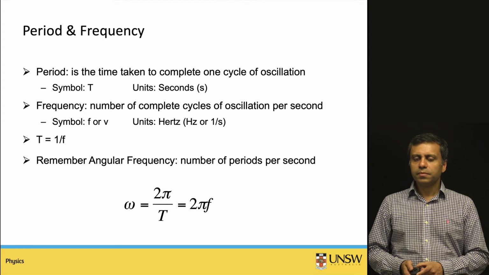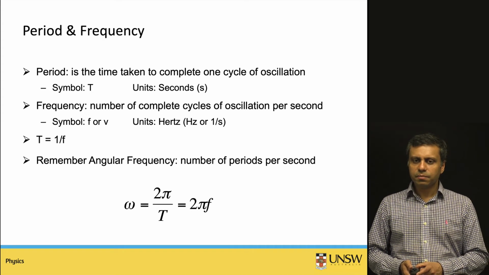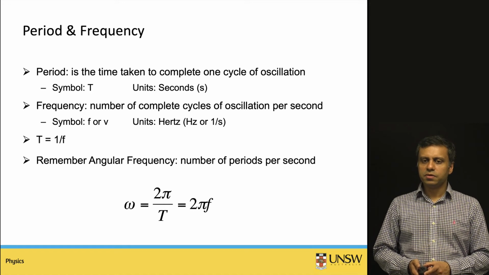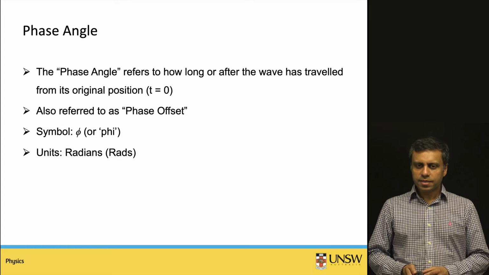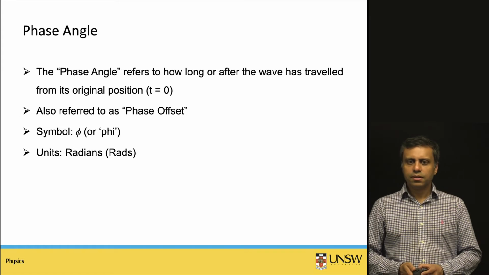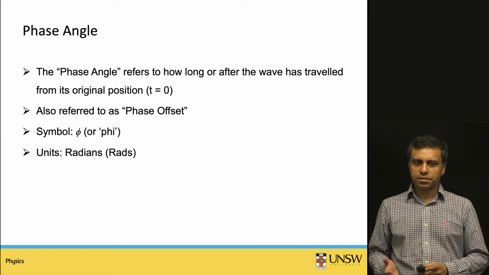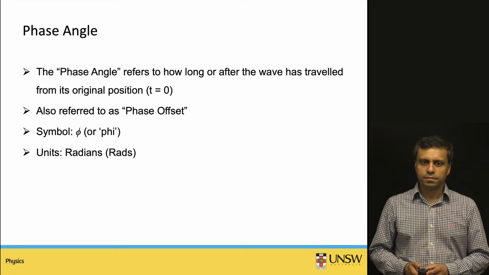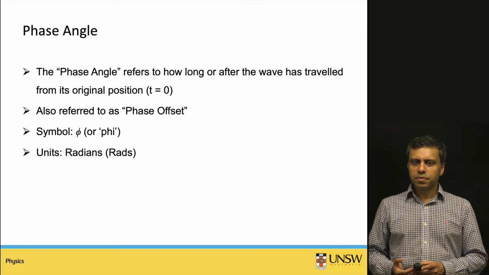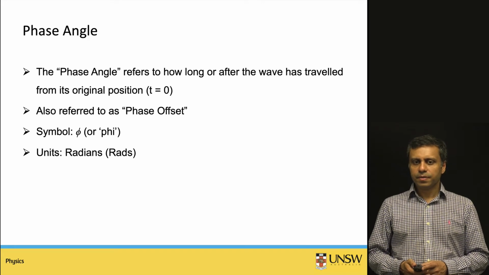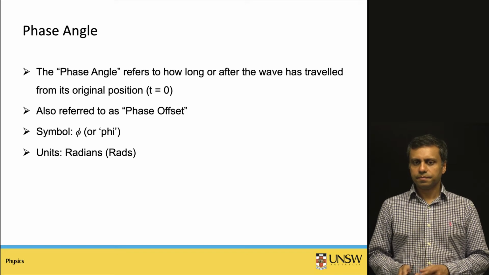And recall the relationship that we have derived for angular frequency. It was given by omega equals 2 pi over T, which also equals 2 pi times f. The phase angle refers to how long the wave has traveled after its original position at t equal to 0, for example. This is also sometimes called the phase offset. It is represented by the symbol phi, and since it is an angle, it is also measured in radians.